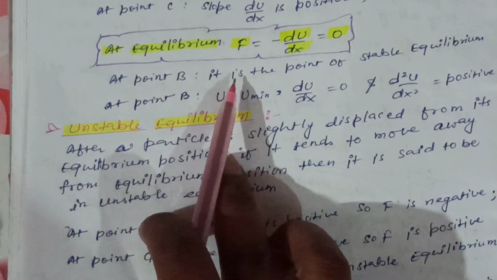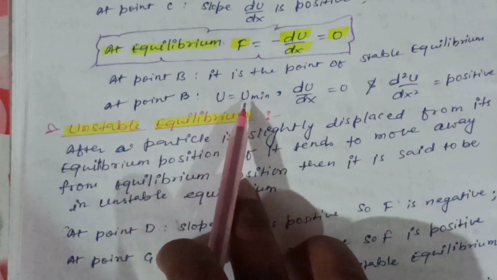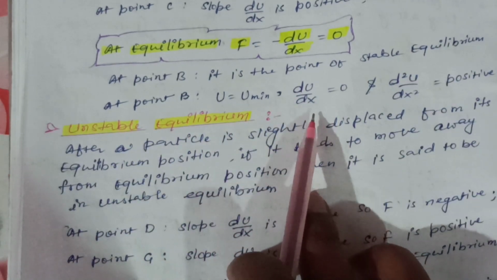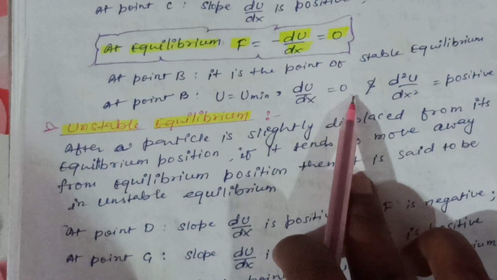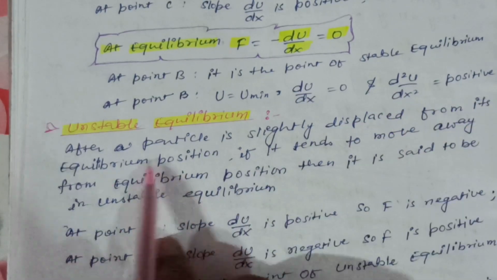Point B is the point of stable equilibrium. At point B, U is minimum, dU/dx = 0, and d²U/dx² is positive.